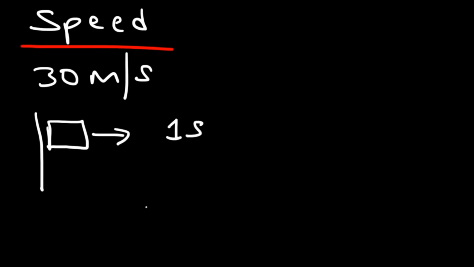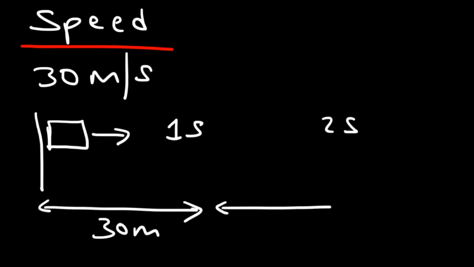So let's say this is the start line, and I'm using a box to represent a car, and the car is moving in this direction at a speed of 30 meters per second. One second later, the car would have traveled a total distance of 30 meters. Two seconds later, the car is going to travel another 30 meters of distance. So the total is 60 meters. So we can make a table. Let's put T for time and D for distance.